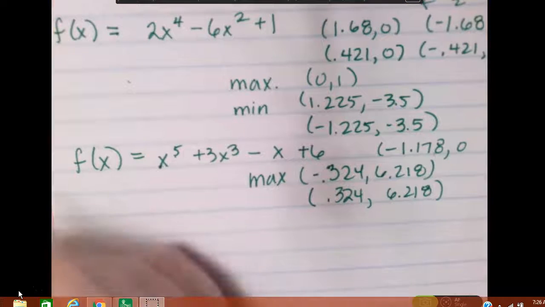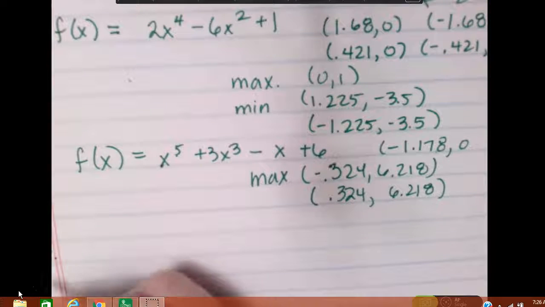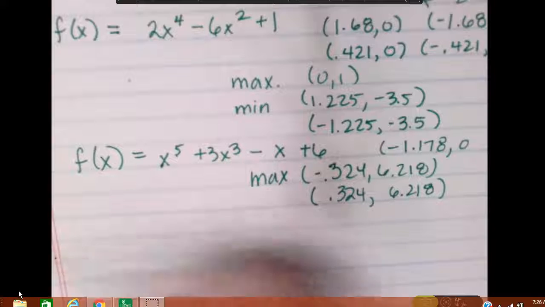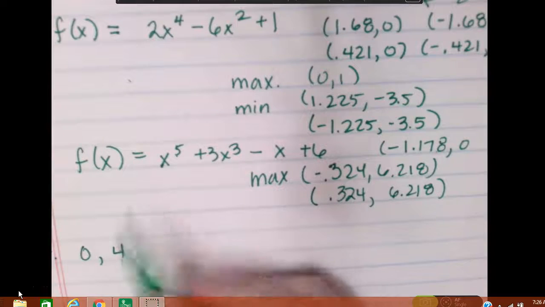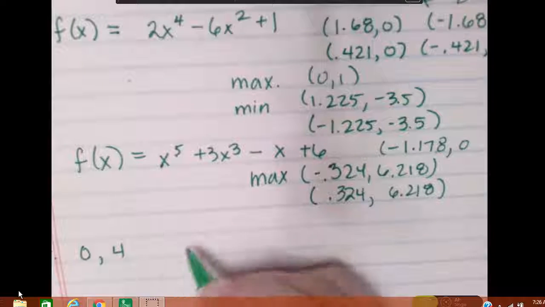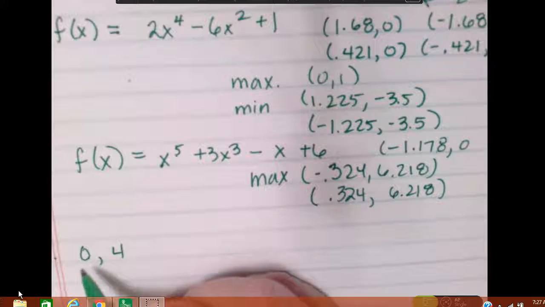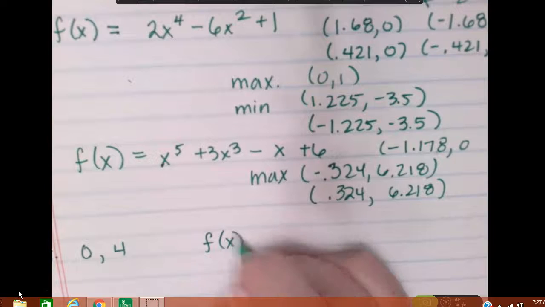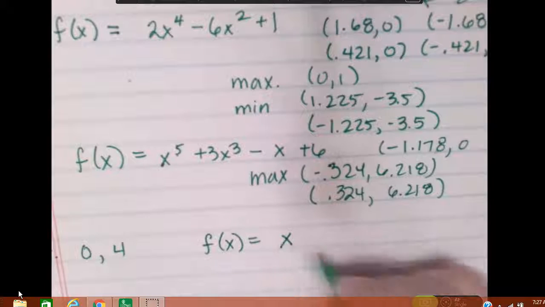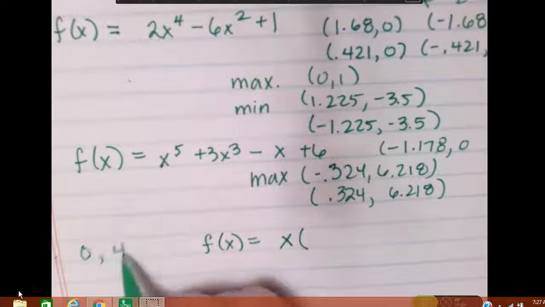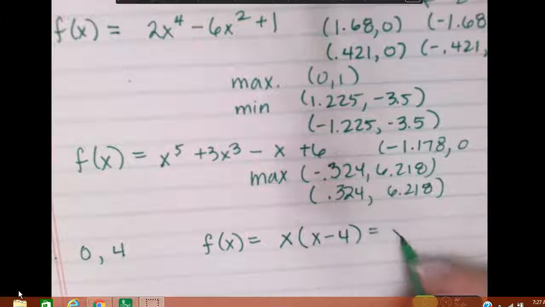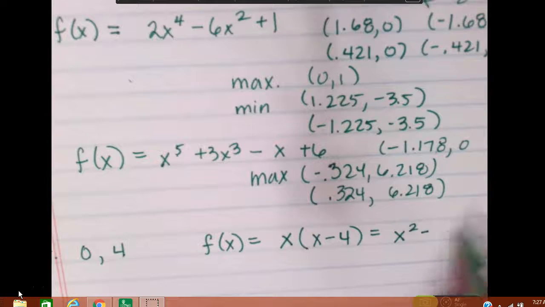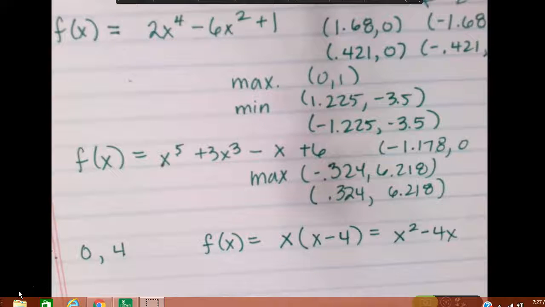In number 65, I'm given 2 zeros. So if I'm given a 0 of 4, the key to this is understanding that if 0 is a 0, then part of my factored form is that I have an x outside the parentheses. And if 4 is a 0, then x minus 4 is a factor. So I can find my polynomial by simply distributing that.